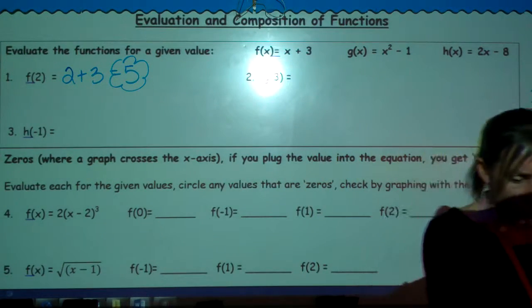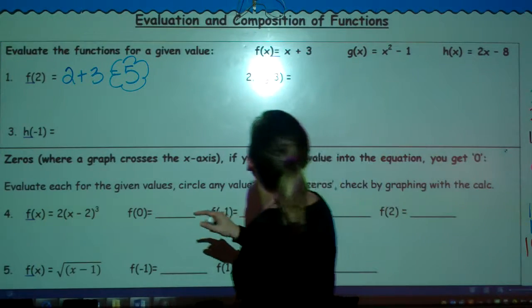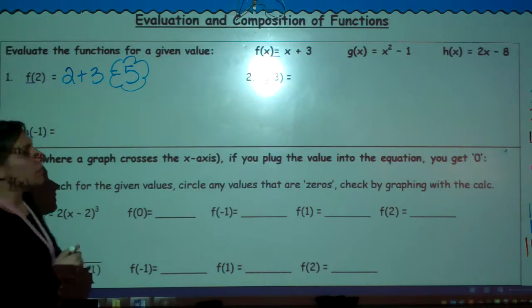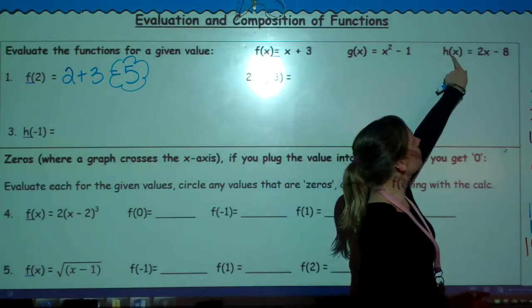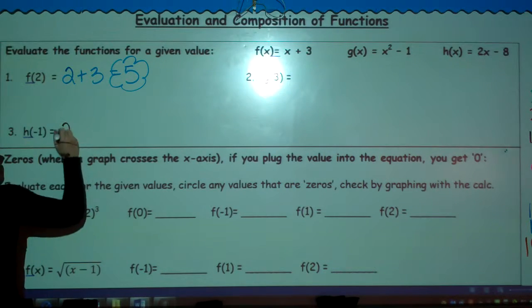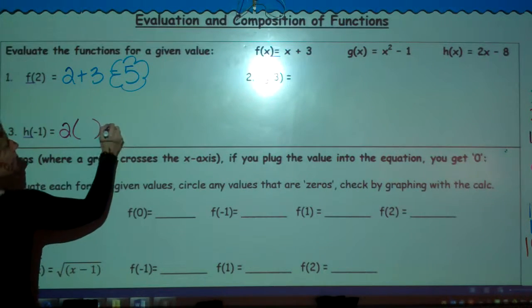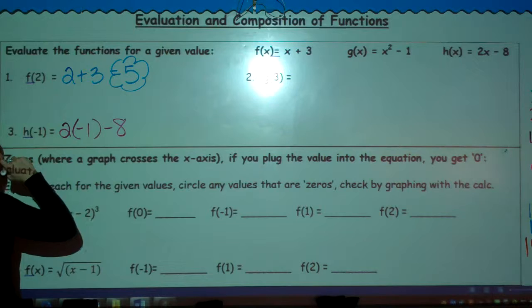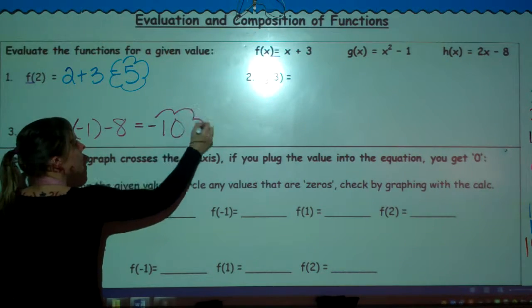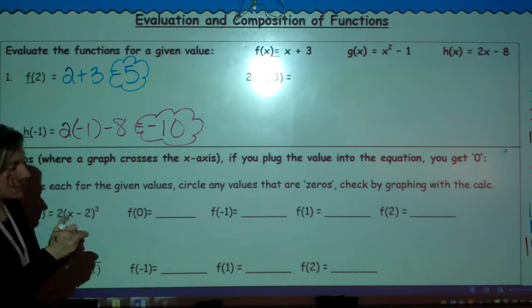So then the next one, well, I'm going to scroll that in a second so you can see it a little bit better. h of negative 1, that means I'm going to use the h function, but instead of x, I'm going to put negative 1 right there. So 2x minus 8, but I'm going to put negative 1 in there. So negative 2 minus 8 is negative 10. And that's our answer for this one.